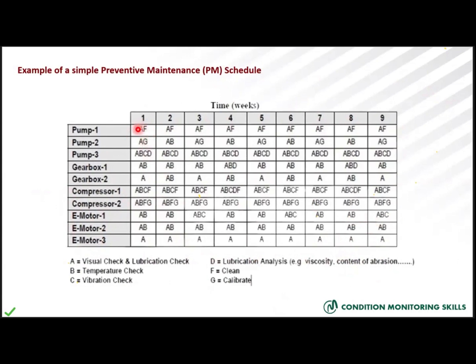As you can see, here is A and F. Let's see what A means. A means a visual check and lubrication check. F means clean. So you can assign specific preventive maintenance tasks, or PMs, as most people are using this expression. You can assign PMs for your assets, for your equipment, based on time. It's all based on time. So this is an example of the preventive maintenance schedule.